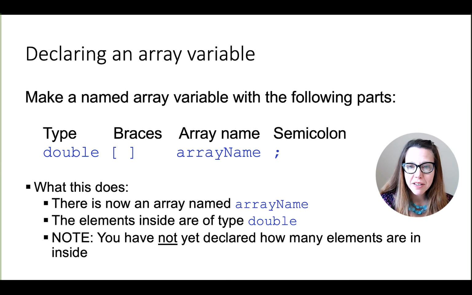In order to declare an array variable, you first give its type, followed by square brackets, and then give the desired array name and a semicolon to end the statement. In our example, we are declaring an array of type double and calling it arrayName. That statement, double square brackets arrayName, creates a new array named arrayName, and the elements inside of it are of type double, so it's ready to go. You have not yet declared how many elements are inside this array. We'll see that on the next slide.